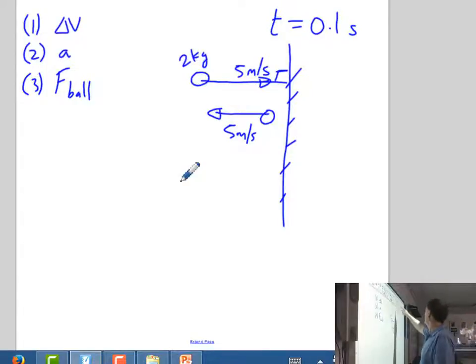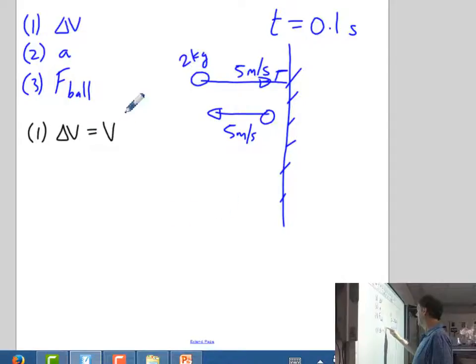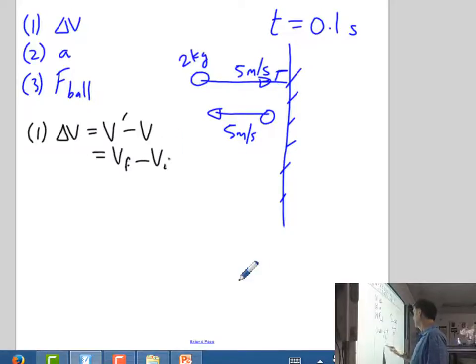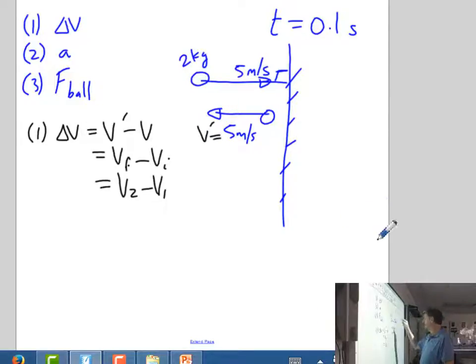So change in velocity, we will be doing delta v equals v' take v. Now you could do that as v final take v initial, or you could do it as v2 take away v1. As long as you get the idea that it's the final one take away the first one. Okay? So if you just went, oh, it's 5 take away 5, you're going to get 0 here, you would be wrong. So be careful with that, because you've got to remember velocity is a vector. And if it's a vector, we need to consider the arrows here.